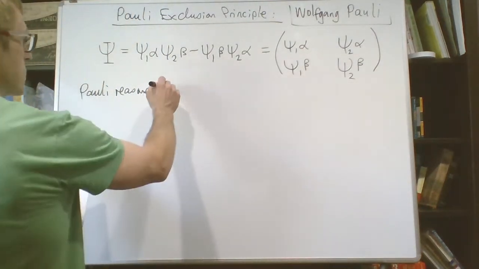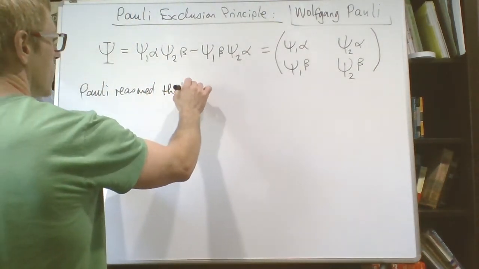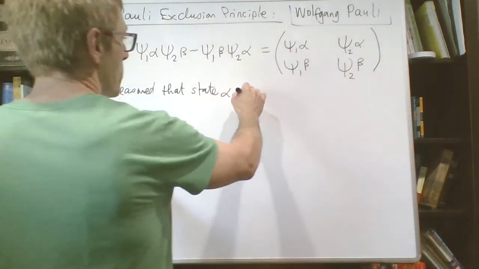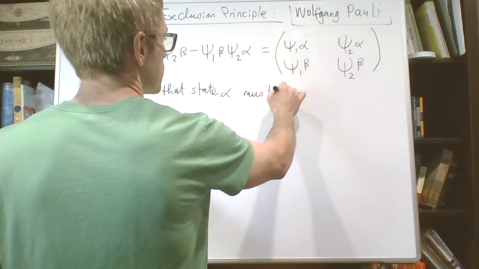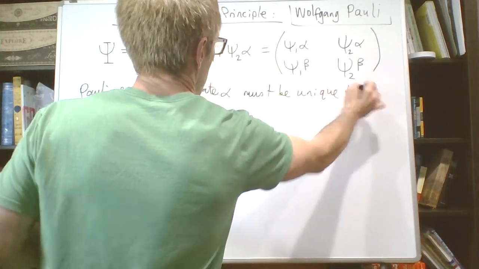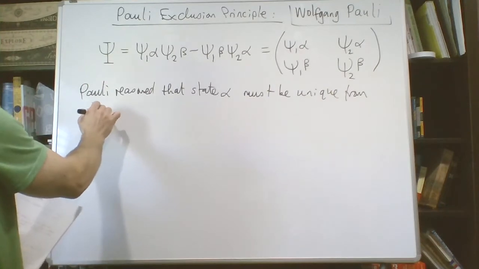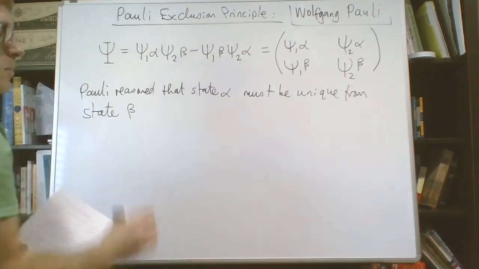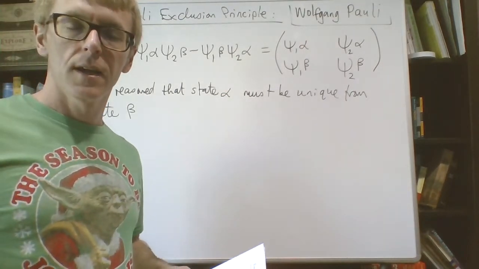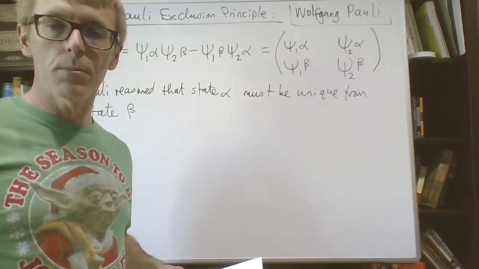So Pauli reasoned that state alpha must be unique from state beta. Again, beta and alpha are just labels, but they have to be unique. They can't be the same thing. Alpha can't mean beta.